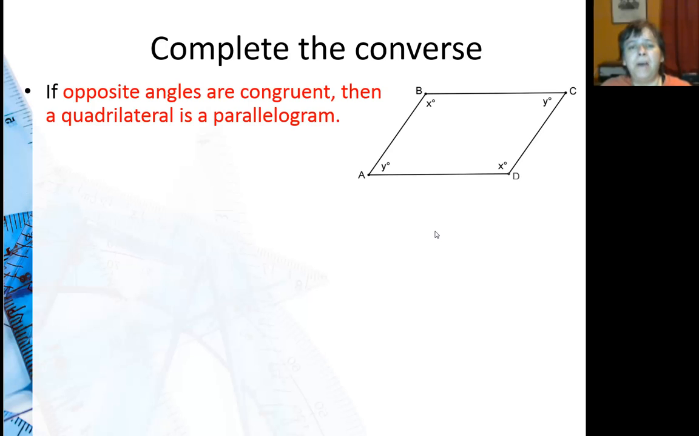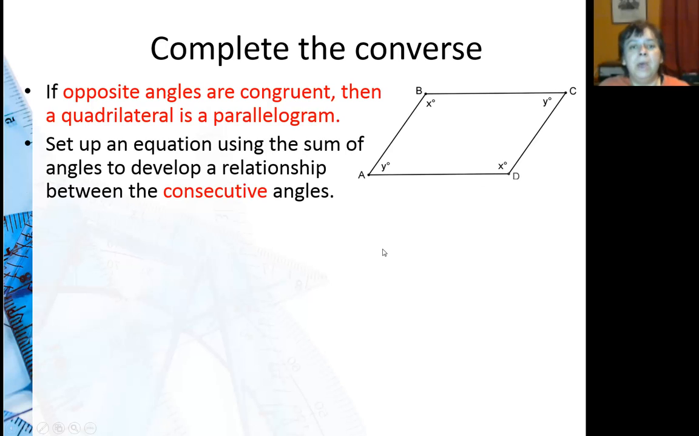Now let's do the converse. If opposite angles are congruent, then a quadrilateral is a parallelogram. So I have a quadrilateral here with opposite angles that are congruent. Do these opposite sides have to be parallel? Well, we're going to set up an equation using the sum of angles for a quadrilateral, and we're going to develop a relationship between these consecutive angles.